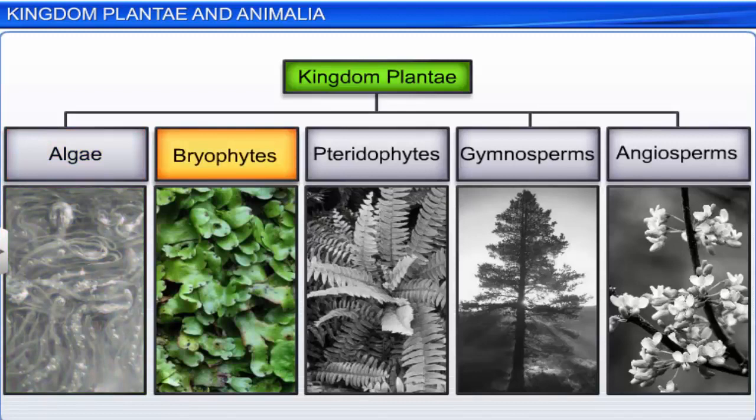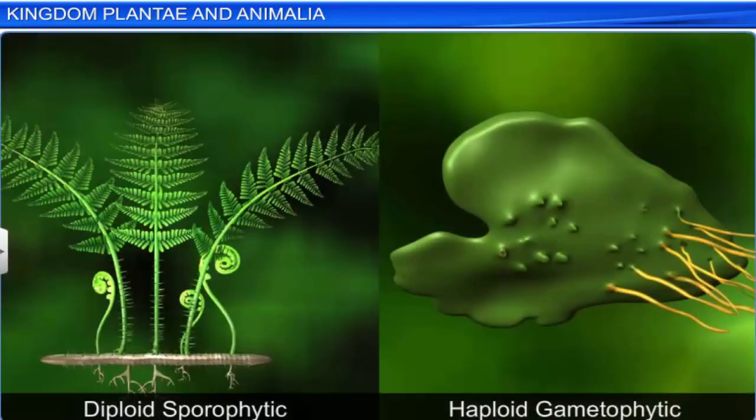bryophytes, pteridophytes, gymnosperms, and angiosperms. Most plants have two alternate phases in their life cycle: the diploid sporophytic and the haploid gametophytic phases.